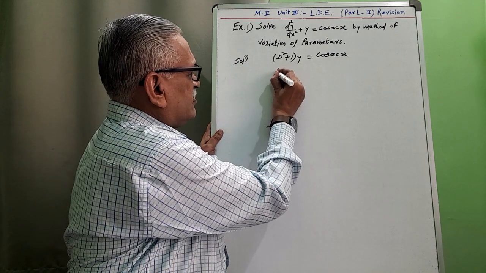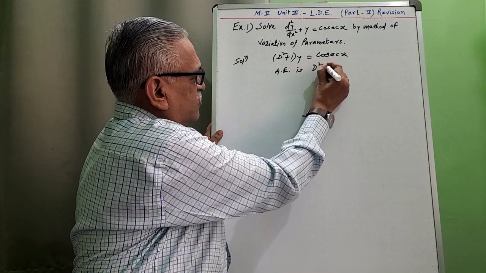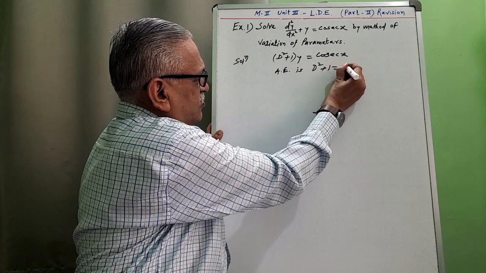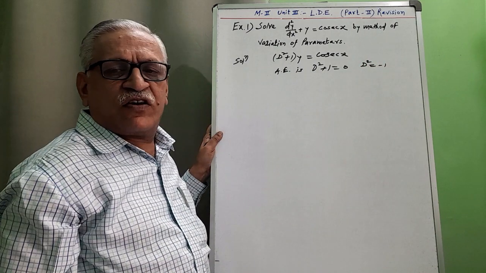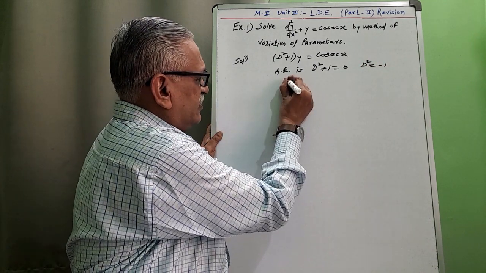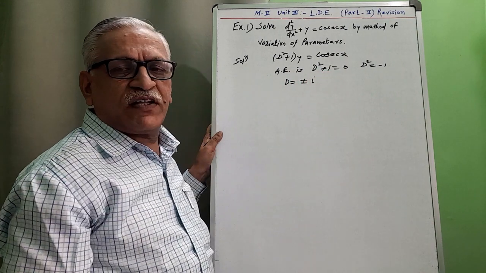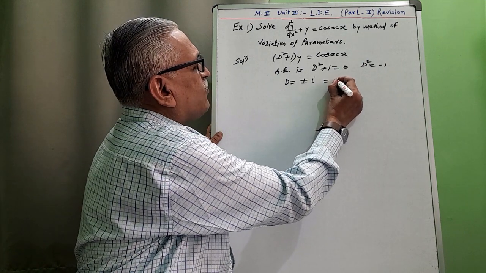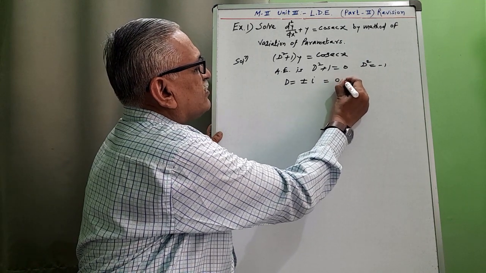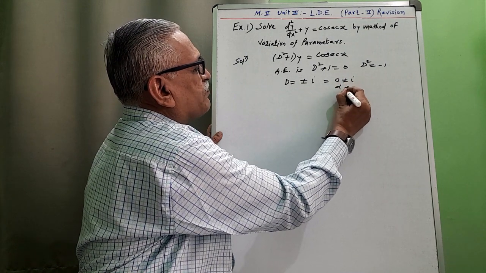Auxiliary equation is here: D square plus 1 equal to 0. D square is equal to minus 1. Taking square root on both sides, we get D is equal to plus minus i, square root of minus 1 is i. And here imaginary roots are in the form of alpha plus minus i beta type.